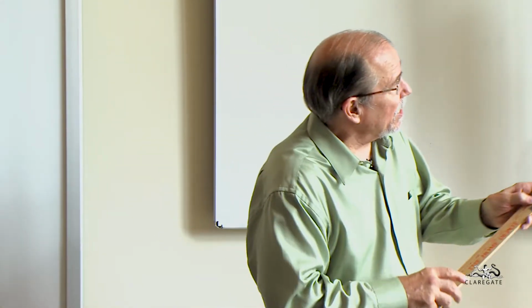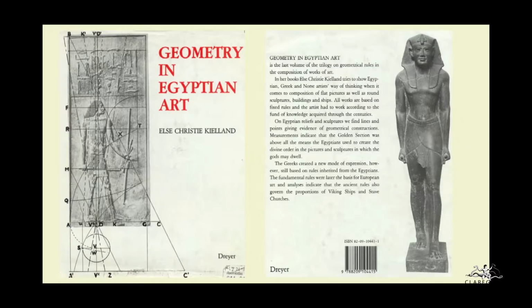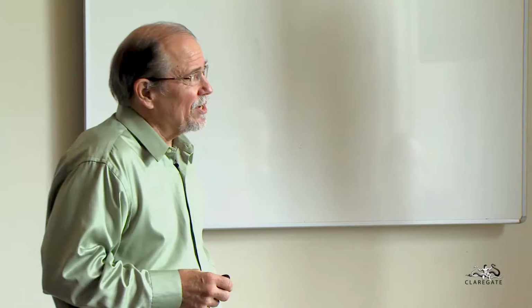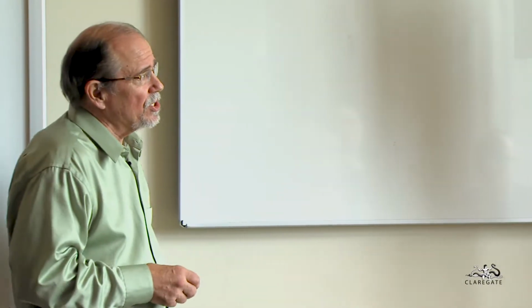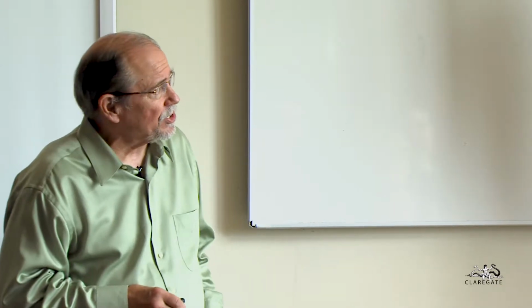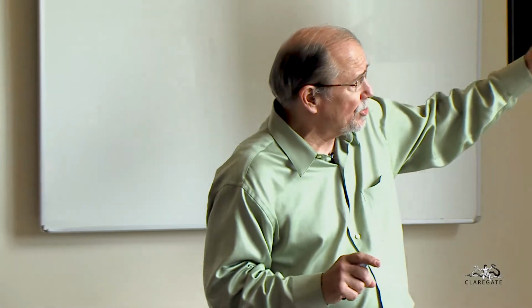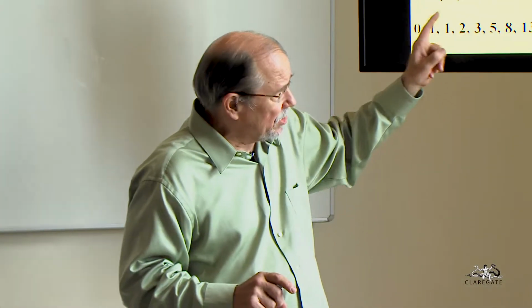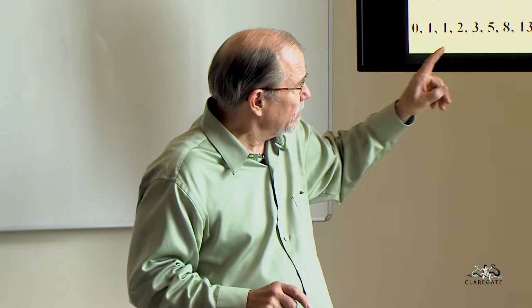So when you look at, for example, L.C. Kielland's Geometry in Egyptian Art, on Egyptian reliefs and sculptures, we find lines, points giving evidence of geometrical constructions. Measurements indicate that the golden section was above all the means the Egyptians used to create divine order, et cetera. I mean, you're going to find it everywhere. Alexander Badawy studied over 50 temples in Egypt and discovered they are designed using Fibonacci numbers. He documented, this is a difficult book to get, but this is incredible, Ancient Egyptian Architectural Design, a Study of Harmonic System, 1965.